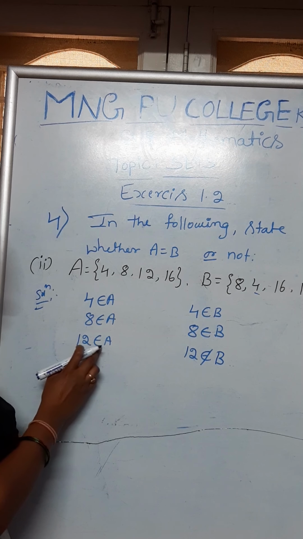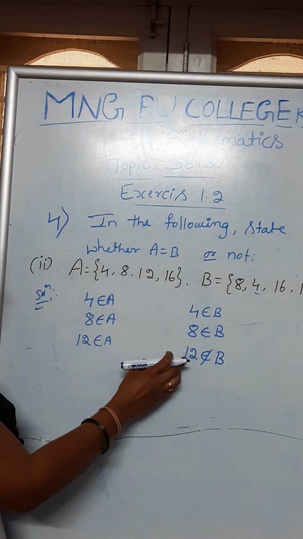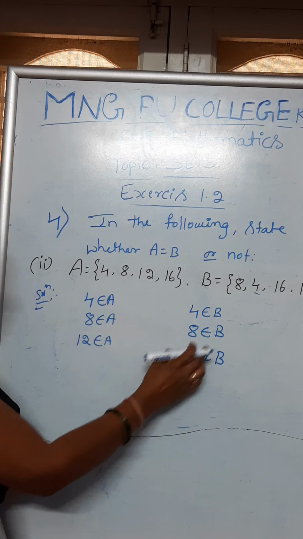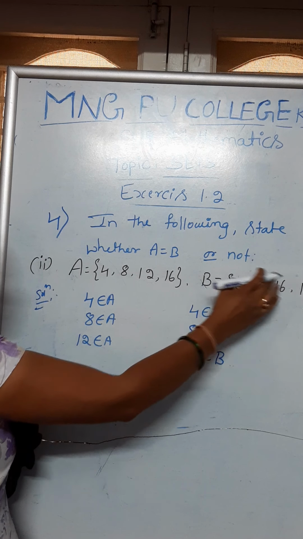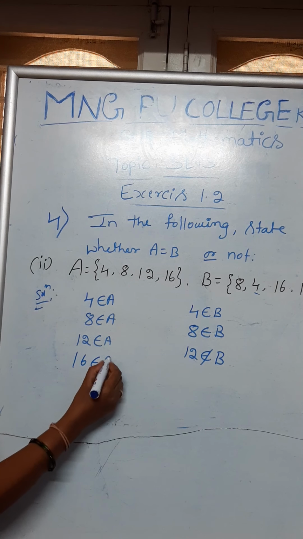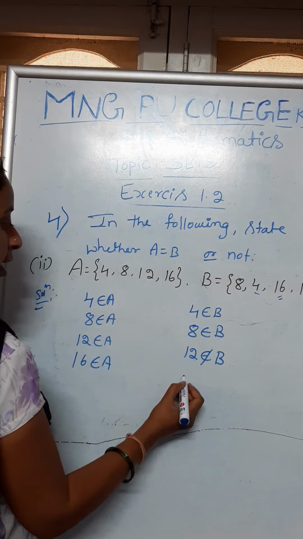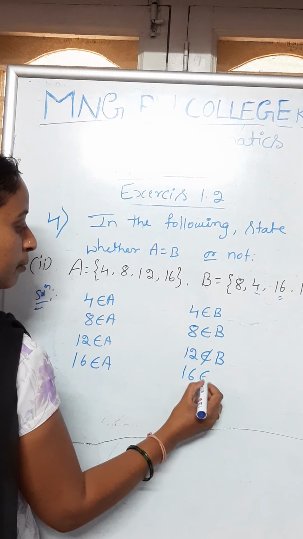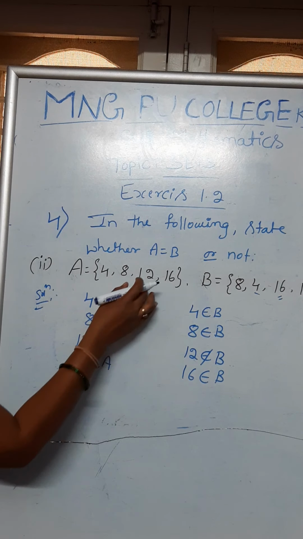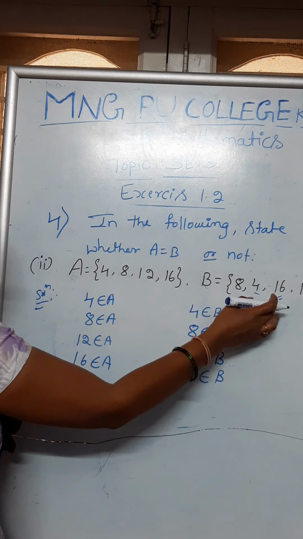That's why 12 belongs to A, 12 is an element of set A, and 12 is not an element of set B, because 12 is not there in the set B. So next, 16 belongs to A. Yes, 16 is there. 16 belongs to B. But here the elements are over.